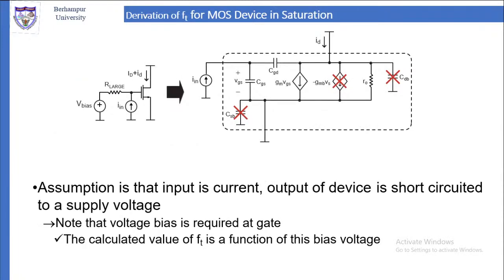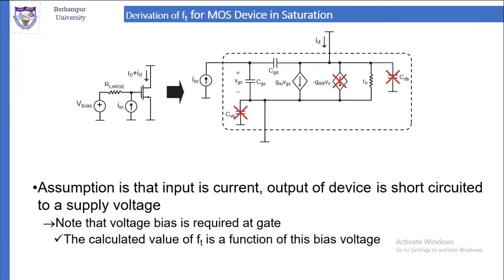Now let us look at how people derive Ft for MOS devices when the MOS device is acting in saturation. What we will do is neglect these three components. CDB, you neglect that. CSB, we neglect that. And the second current source, which is minus GMB into Vs, you neglect that. So take out these three.